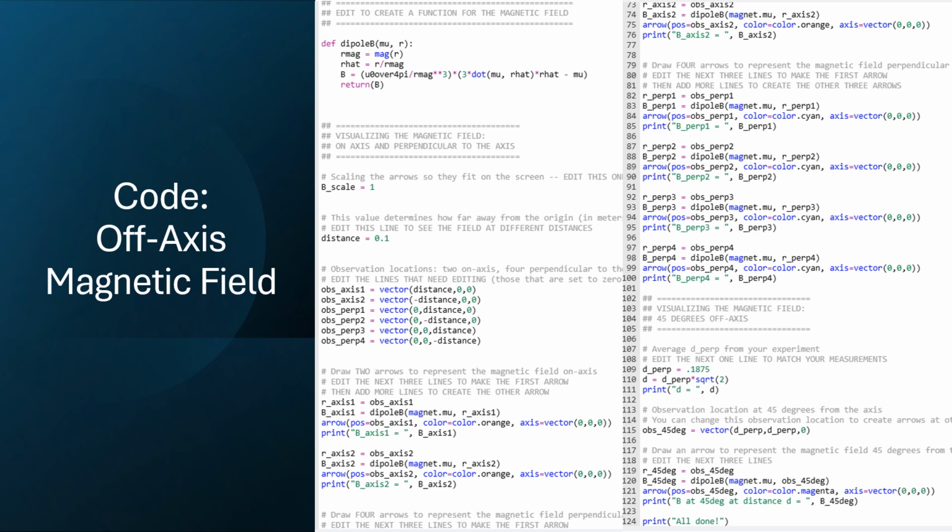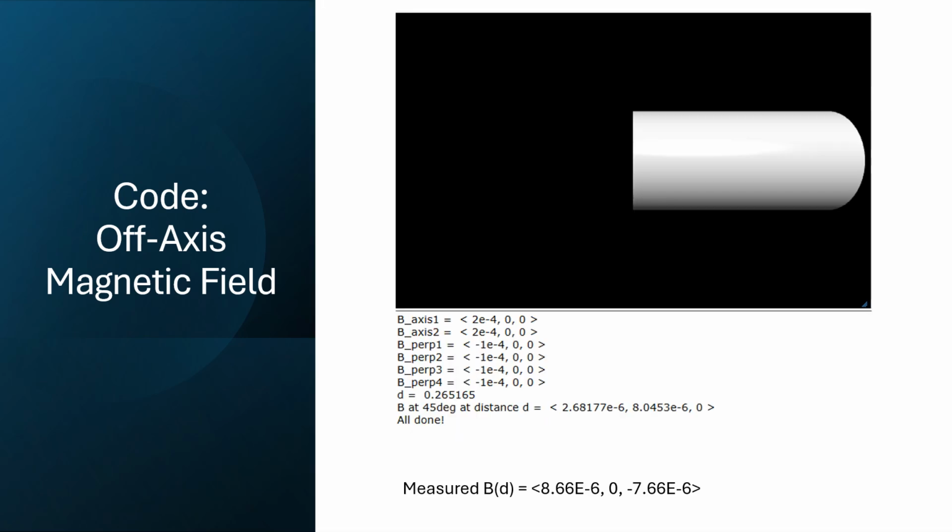The last part was to find the magnetic field at a 45-degree angle. So I set that up with D perp instead of R perp. I put my actual value from the experiment in there, modeled it in the code, and then modeled it here. So this is what my code gave as a result.